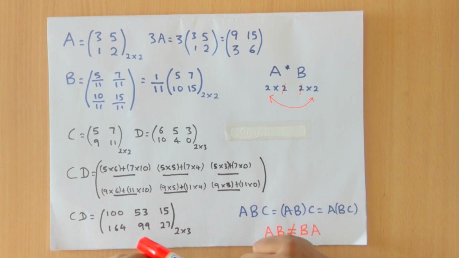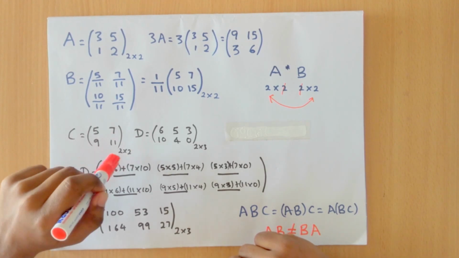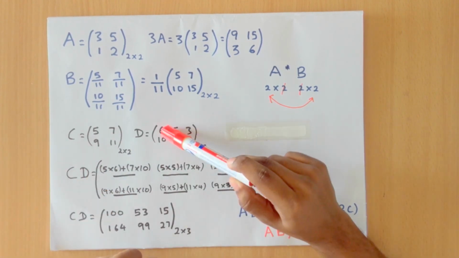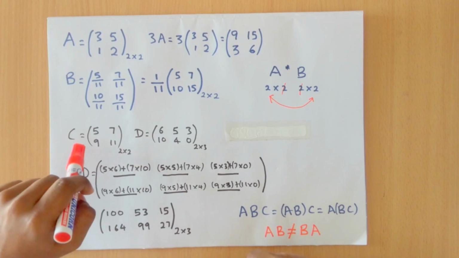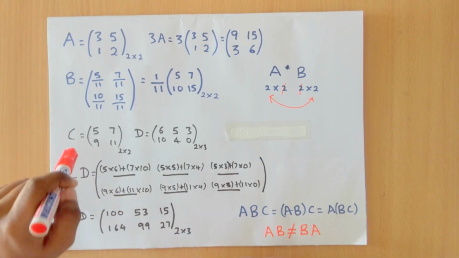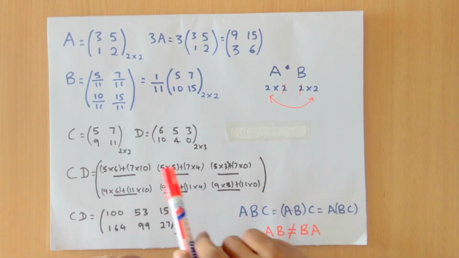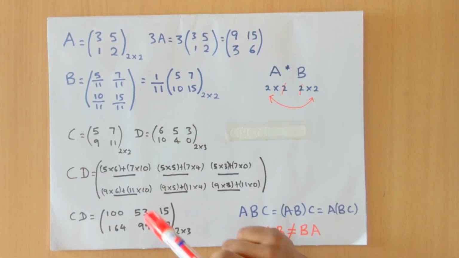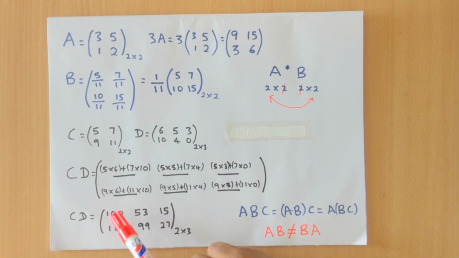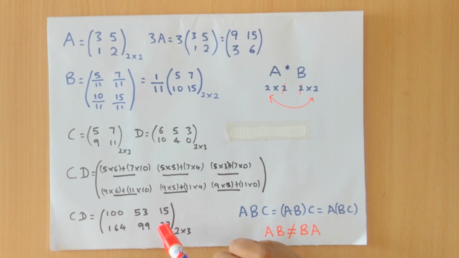So for the second row of the resultant matrix, we use the second row of the first matrix. So that would be the second row of the first matrix multiplied by the first column of the second matrix. So that would be 9 into 6 plus 11 into 10. So for the next element, it would be 9 into 5 plus 11 into 4. Then for the final element, it would be 9 into 3 plus 11 into 0. So when we calculate it, finally we get the final resultant matrix as 100, 53, 15, 164, 99 and 27. And this would be a 2 by 3 matrix.